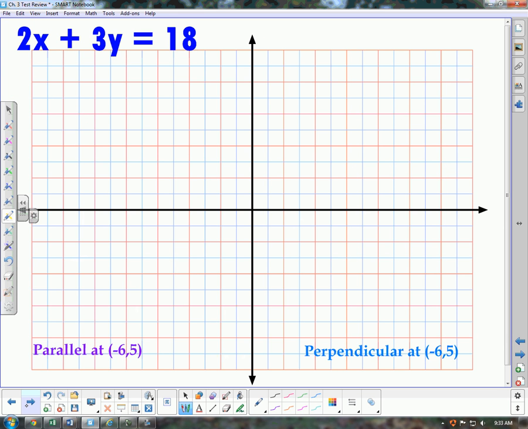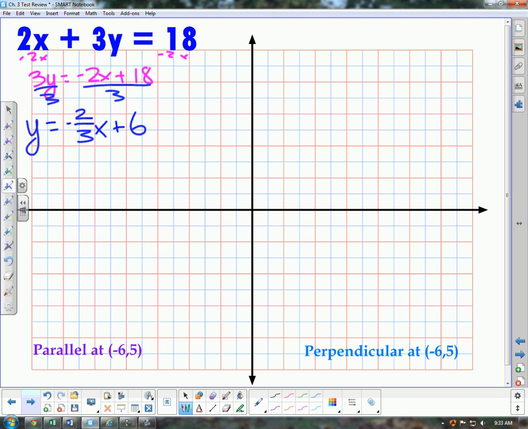Now then, asking to first graph this. In order to graph, the easiest thing to do is solve for y. So you subtract 2x first. You get 3y equals a negative 2x plus 18. Then divide by 3. And y is equal to a negative 2/3 x plus 6.